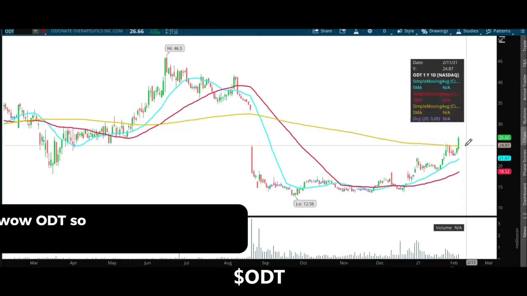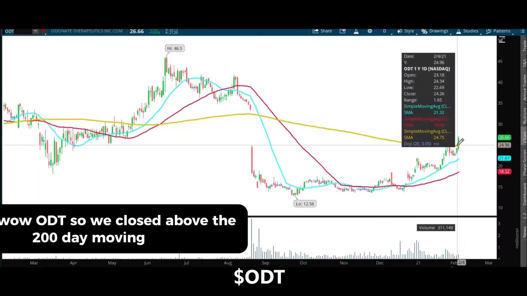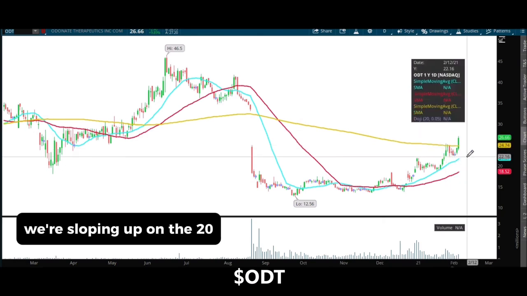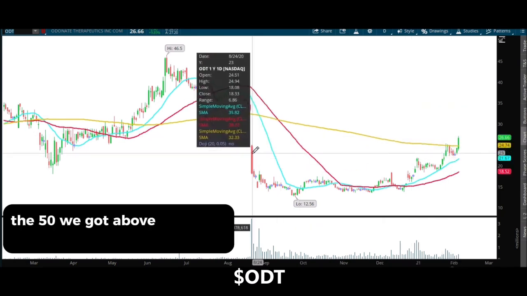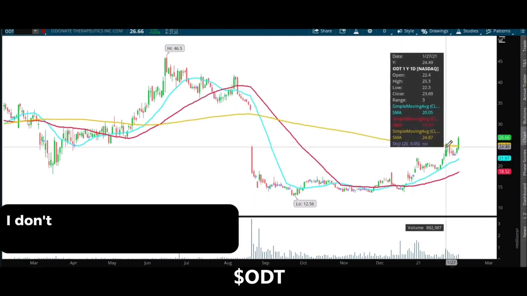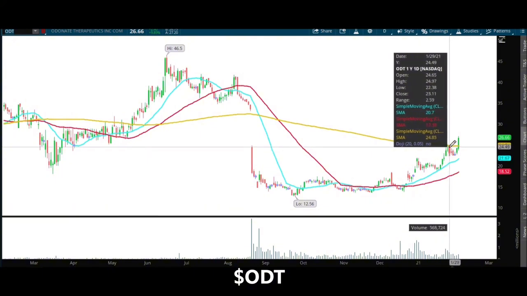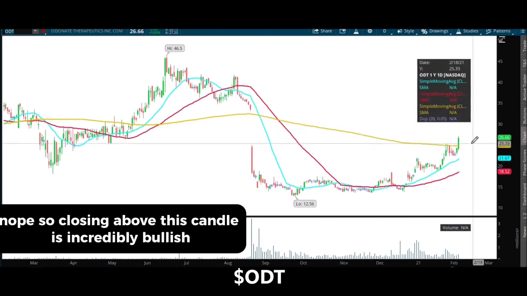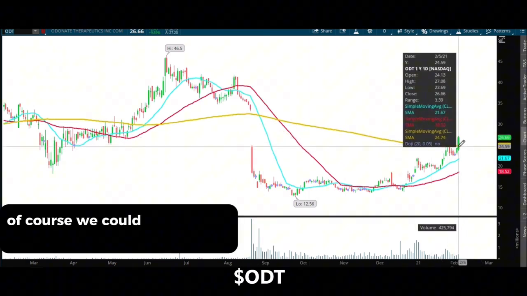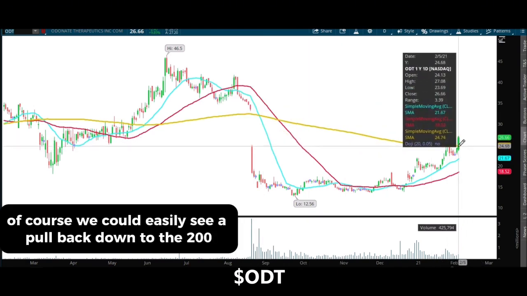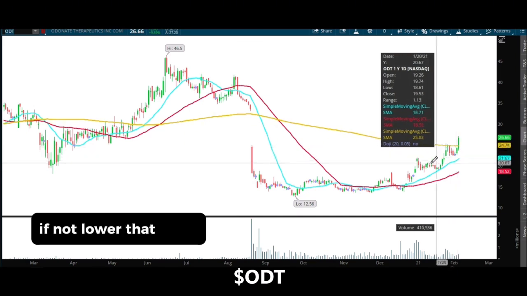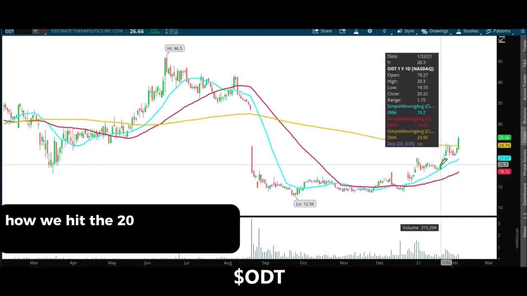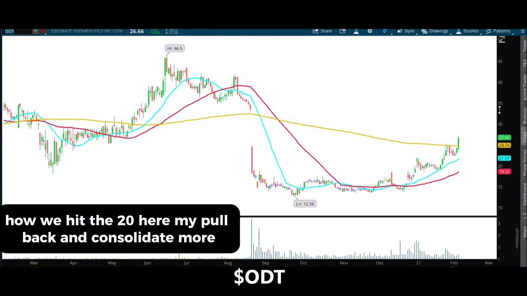Wow, ODT. So we closed above the 200-day moving average. We're sloping up on the 20, the 50. We got above this high here, which was 24.94. Did we close above that at all before this? Let's see. Nope. So closing above this candle is incredibly bullish. Of course, we could easily see a pullback down to the 200, if not lower. Kind of, again, how we hit the 20 here. Might pull back and consolidate more.